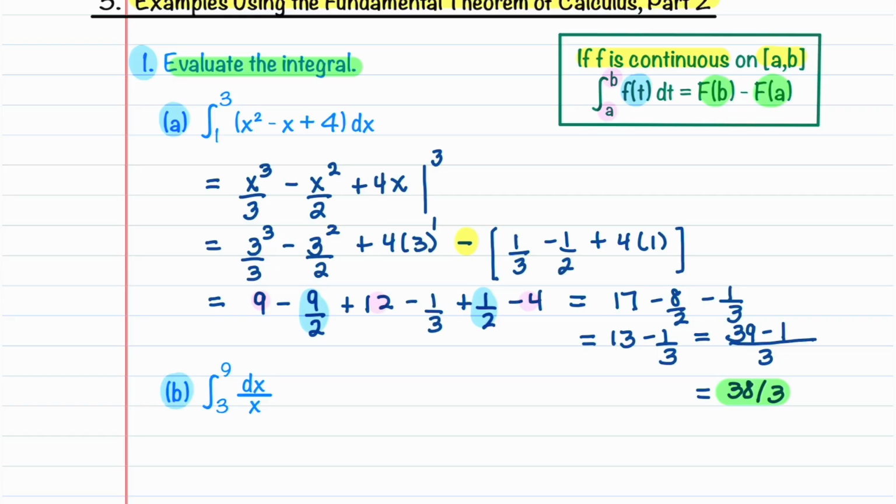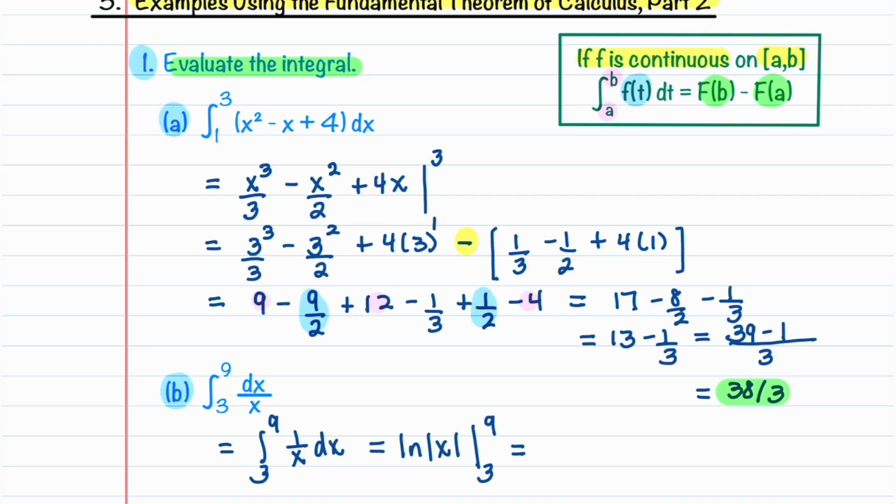Let's now look at part B. We are going to evaluate the integral from 3 to 9 of dx divided by x. This is the integral from 3 to 9 of 1 over x dx. And you just have to have memorized that the integral of 1 over x is the natural log of the absolute value of x, and we're going to evaluate that from 3 to 9.